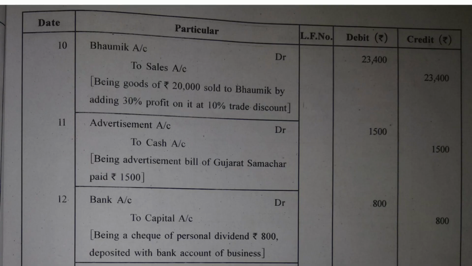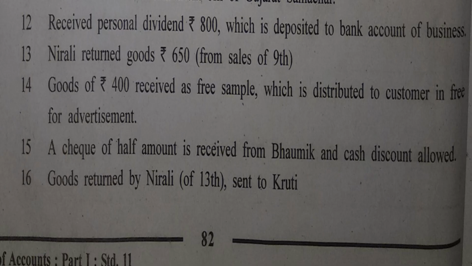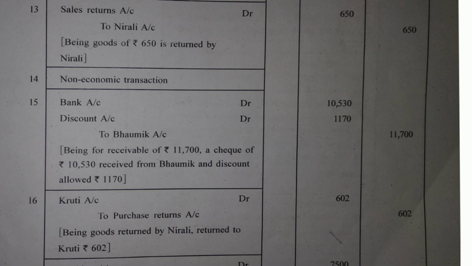Let us check the transaction. The Nirali has returned goods of rupees 650. See, on 13th of August. Total goods sold to Nirali 16,200. Goods returned 650. Those goods were of how much? 15,000. So how much? Again the cross multiplication. So 15,000 into 650 by 16,200. You'll get the amount that is written in the journal entry.